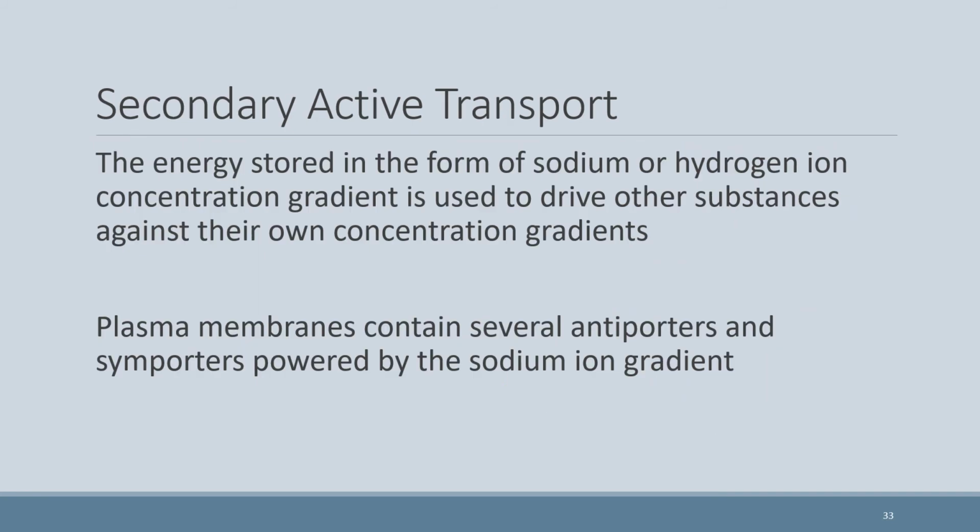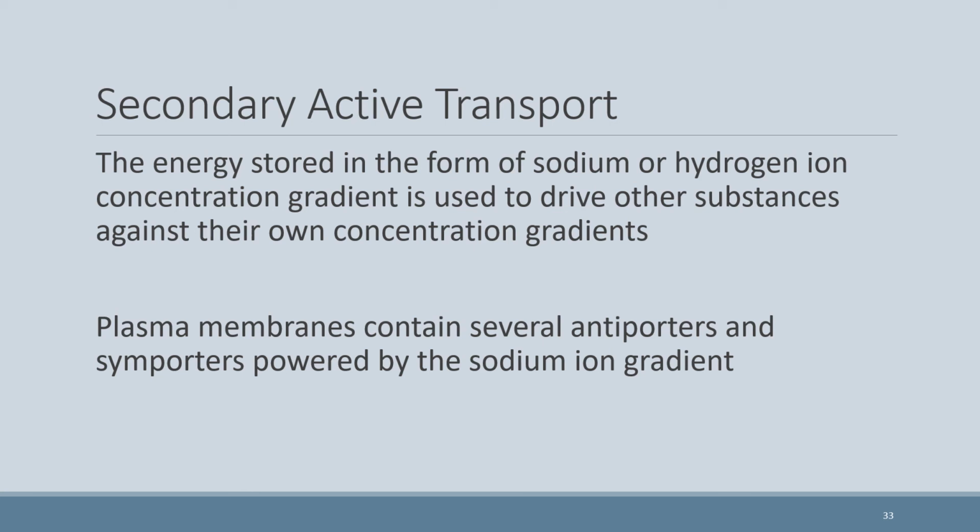Okay. So again, with primary active transport, we required an energy input in the form of ATP. With secondary active transport, we're also using energy, but we're using it in the form of a concentration gradient. So the energy stored in the form of sodium or hydrogen ion concentration gradient is used to drive the other substances against its own concentration gradient. Okay. This can be the form of an antiporter or a symporter.